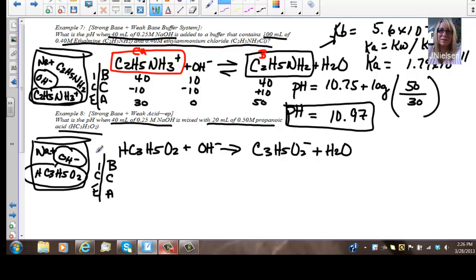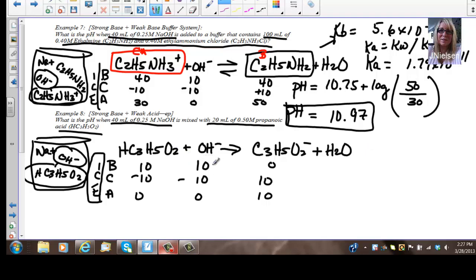Before, change, after. You can only use an ice table if we're using true molarities. We're using millimoles here. I've got 40 times 0.25, which is going to give me 10 millimoles for the base. 20 times 0.5 is going to give me 10 millimoles for the acid. This is 0. So this is going to be minus 10, and this is going to be plus 10. So 0 and 0 and 10. So I know that I don't have an acid-base pair here. Therefore, I can't use Henderson Hasselbalch, which means that I'm going to have to do this the old-fashioned way.